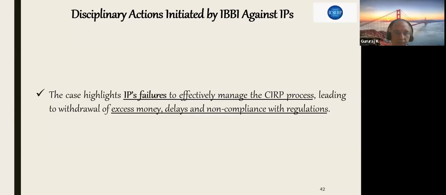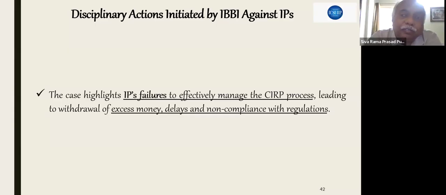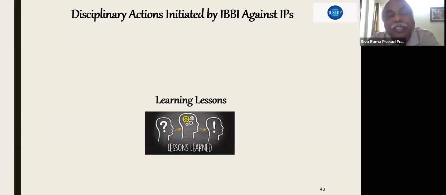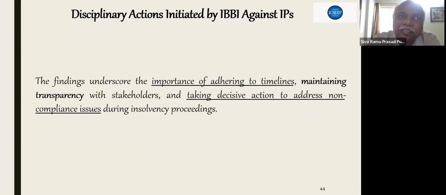So, thank you. The case highlights the IP's failure to effectively manage a CIRP process, leading to withdrawal of excess money, delays, and non-compliance with the regulation. So, what are the learning lessons in this case? The findings underscore the importance of adhering to timelines, maintaining transparency with the stakeholders, and taking decisive action to address non-compliance issues during insolvency proceedings.